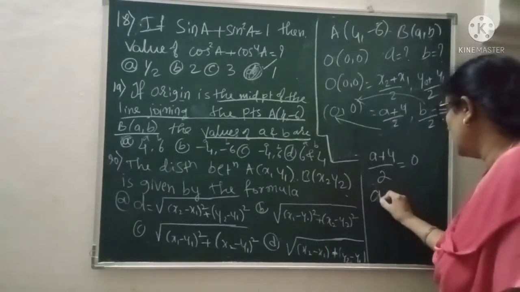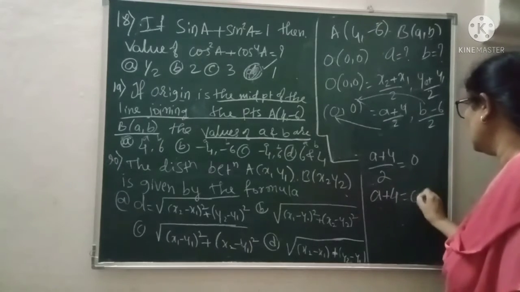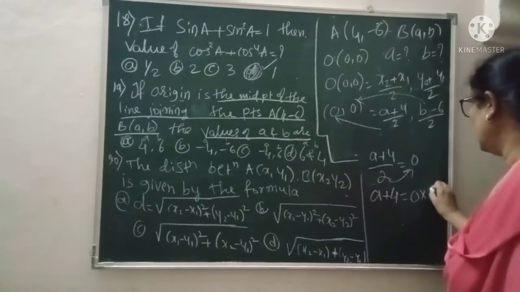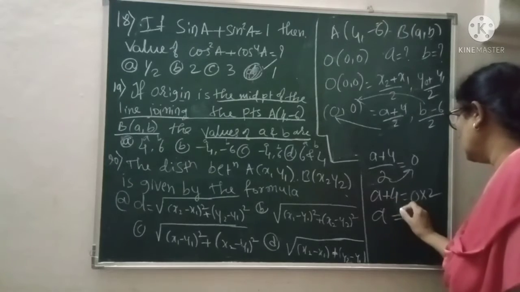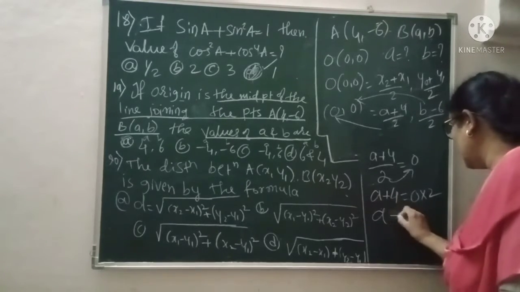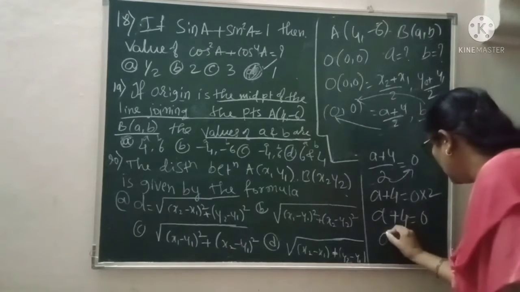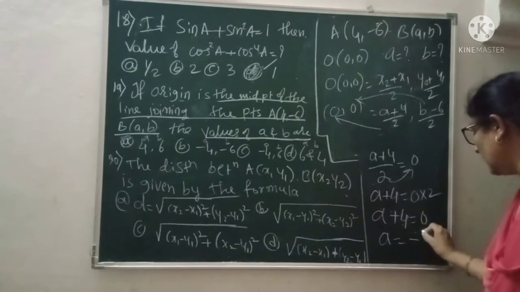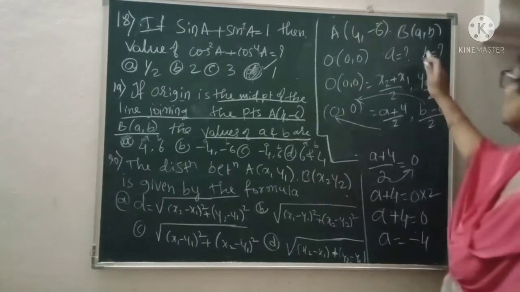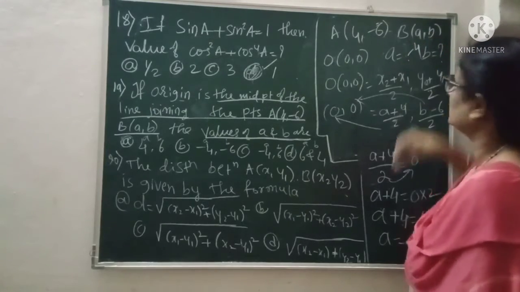So what we will do? A plus 4 is equal to 0 into 2. So A is equal to, one more step also, A plus 4 equal to 0. Then A equals 0 minus 4. You can say minus 4. That means I have got the value of A as minus 4.